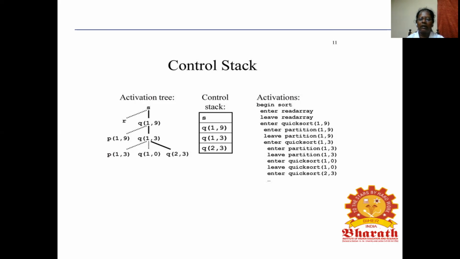So partition occurs, and after partition it will enter into quick sort. And then it will leave the partition. So this is the example of a sorting method for a control stack.